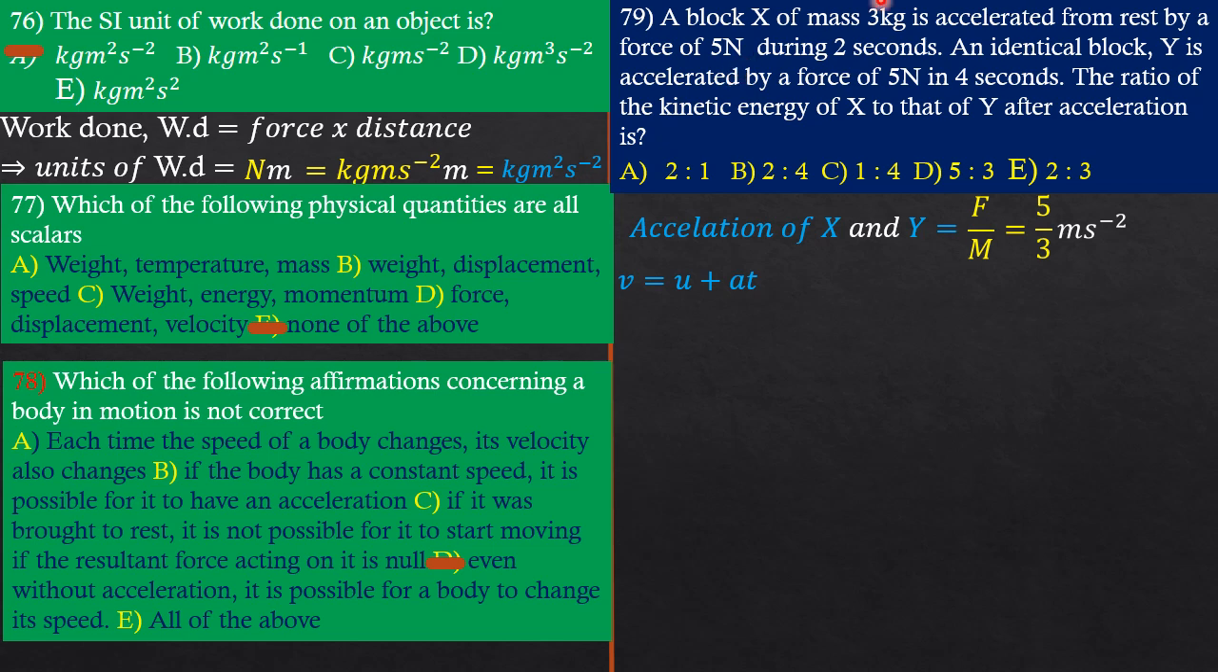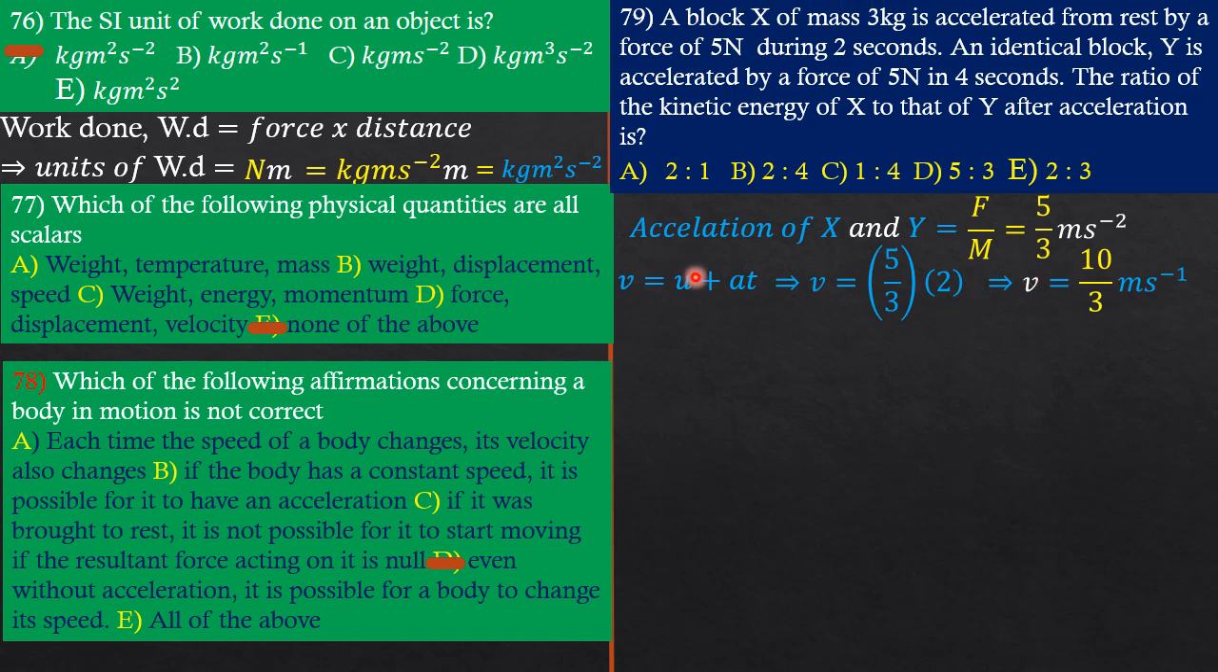It therefore implies, since the equation told us that they will be accelerated from rest, that the initial velocity has to be 0. Our V now is going to be, with a as 5 over 3, then the time taken for the duration of the acceleration of the first block X is 2 seconds, right? So we have 2 seconds. If we do that, guys, we are going to have 10 over 3 meters per second. That's the velocity attained by block X.